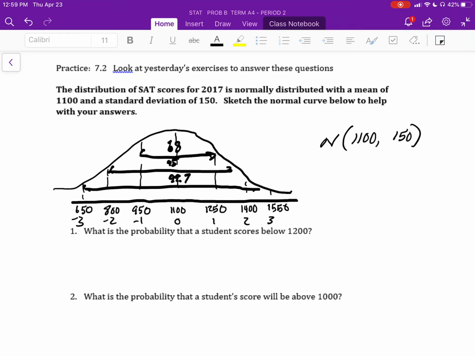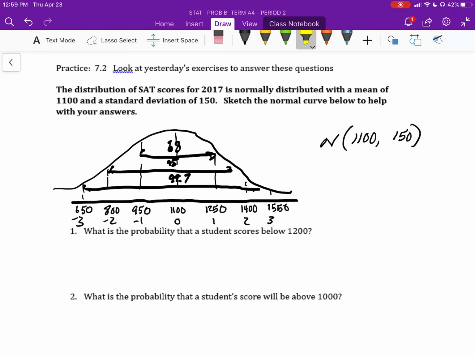So if we looked at the 2017 distribution of SAT scores, the mean for that year was 1100, which means the average person got 1100 on the test, and the standard deviation was 150. So if we look at this distribution here, starting with our raw scores, 1100 would be our center score. Moving 1, 2, 3 standard deviations to the right would be 1250, 1400, and 1550. And then moving 3 standard deviations to the left would be 950, 800, and 650.